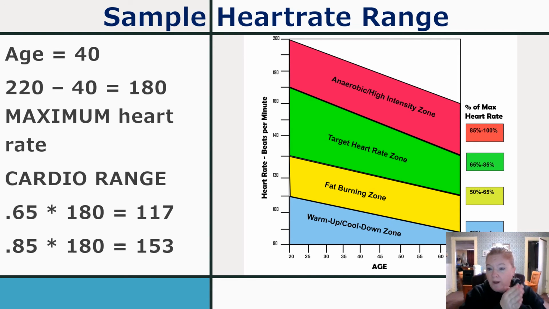If it is below 117, you need to work a little harder to bring it up. If it is creeping above 150, you need to slow down to bring it back down. And you can see that for the fat burning zone, if you want to burn fat, you need to have your heart rate even less. Okay, but for cardio activity, that's how you calculate your appropriate range.